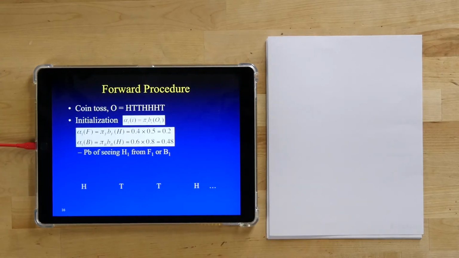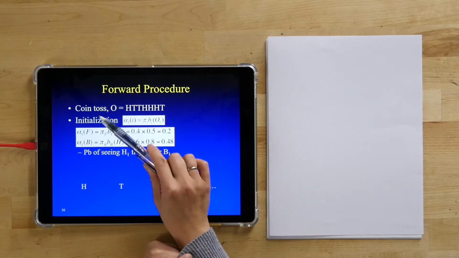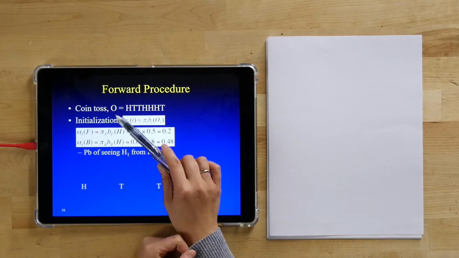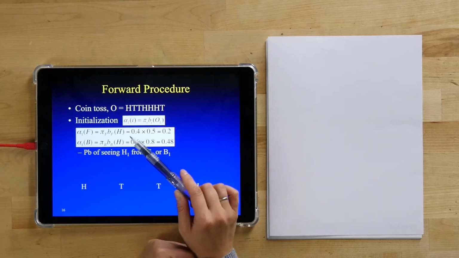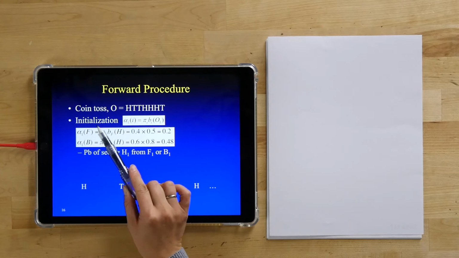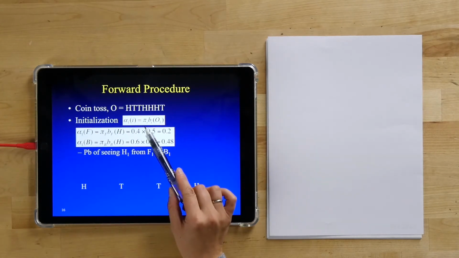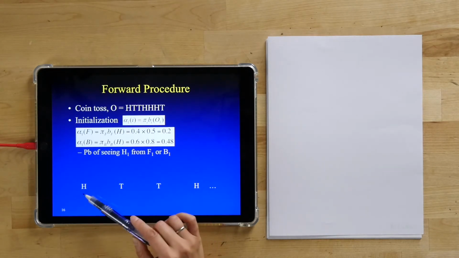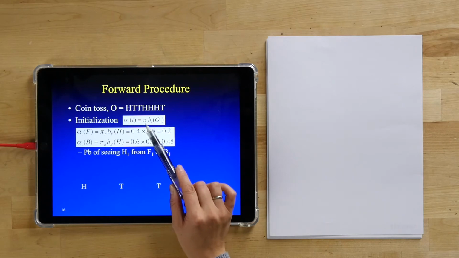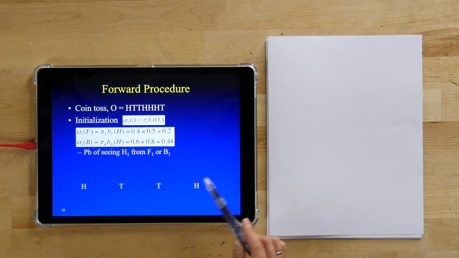So let's look at this from the coin flip example. Again, we have the observation that the coin is head, tail, tail, head, head, head, tail. And there is an initialization, right? The initialization is saying: what is the probability that I can use a fair coin to see the head, versus a biased coin to see the head.